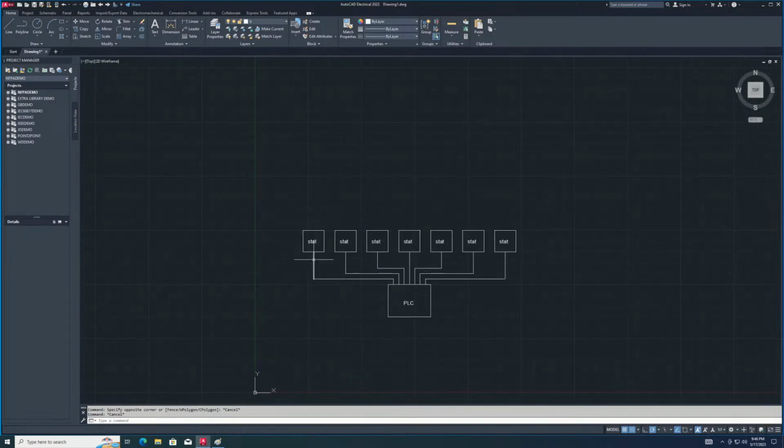So these stats will have how many wires? One, two, bundle of three. Alright, let's annotate this. Alright, we're gonna text 5 first corner.